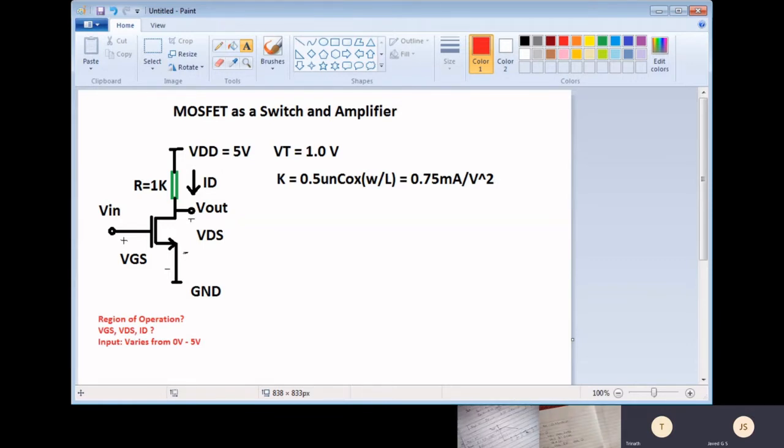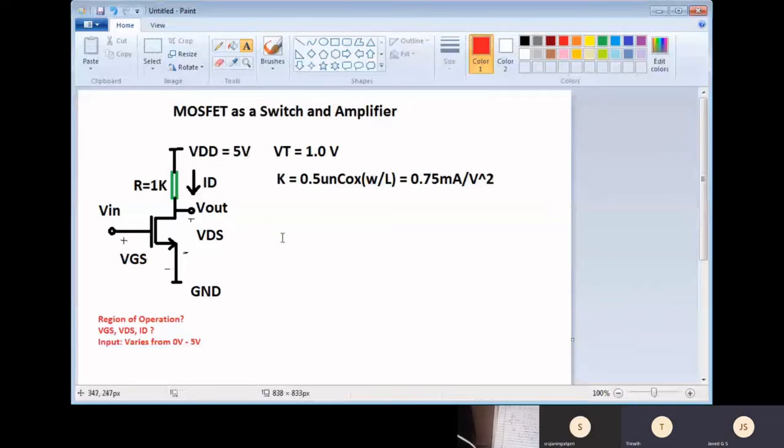Yes, sir. One condition is that VI should be greater than VT for the transistor to be on. That is the first condition. If VI is greater than 1 volt, then it will be on. So we have to take two conditions.